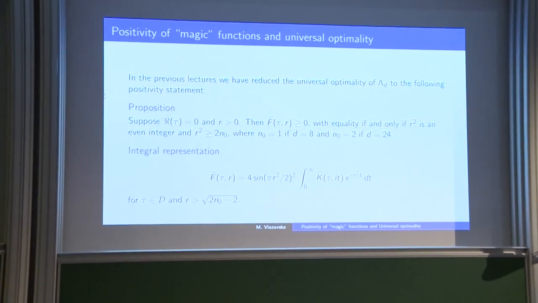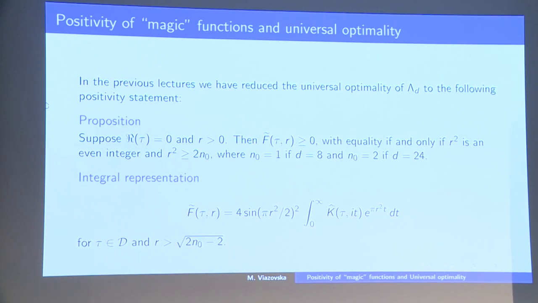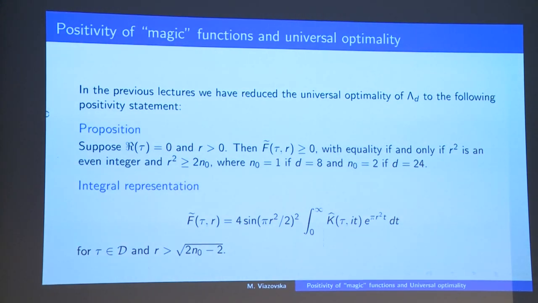In our previous lectures, we reduced the question about universal optimality of the E8 lattice and the Leech lattice to the following positivity statement. We constructed this function f tilde, and if this function is non-negative for all real non-negative values of R, and for all purely imaginary tau in the upper half plane, then the E8 lattice and the Leech lattice are universally optimal.